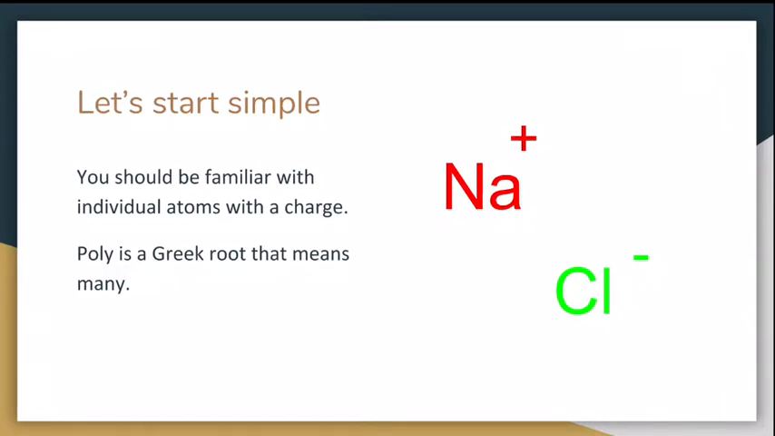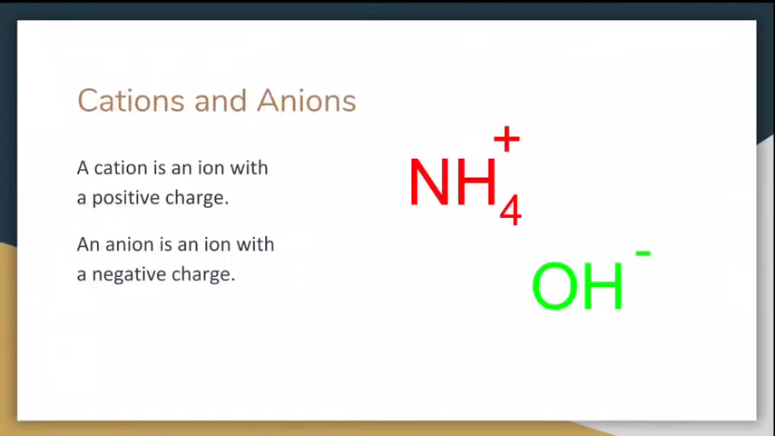Poly, a Greek root meaning many, signifies that more than one of these atoms has to come together to form a polyatomic ion. The charge of polyatomic ions can be positive or negative. Positive polyatomic ions are called cations, and negative ions are called anions.